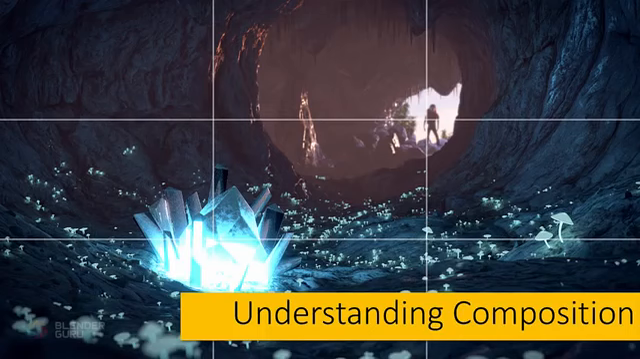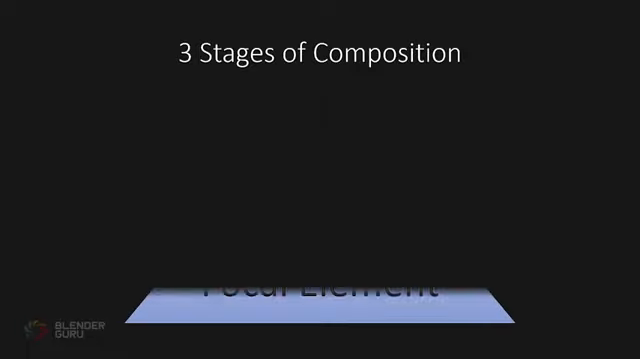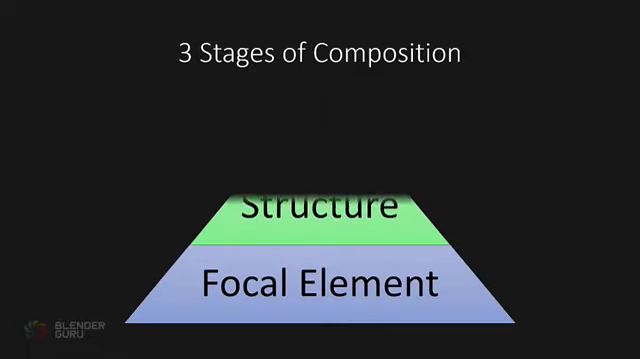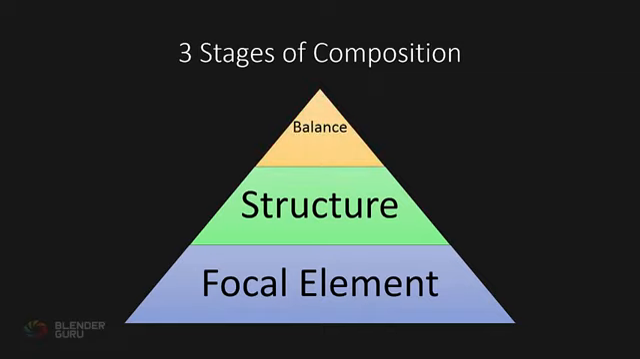Which is why I'm making this video, a CG artist guide to understanding composition once and for all. By the end of this video, you'll have learned how to correctly position the elements of your scene to make an image that's visually attractive and wows your audience. Composition can best be broken down into 3 stages, which we'll address throughout this video. First, the focal element, the structure, and last, the balance. So let's start with the first one, the focal element.